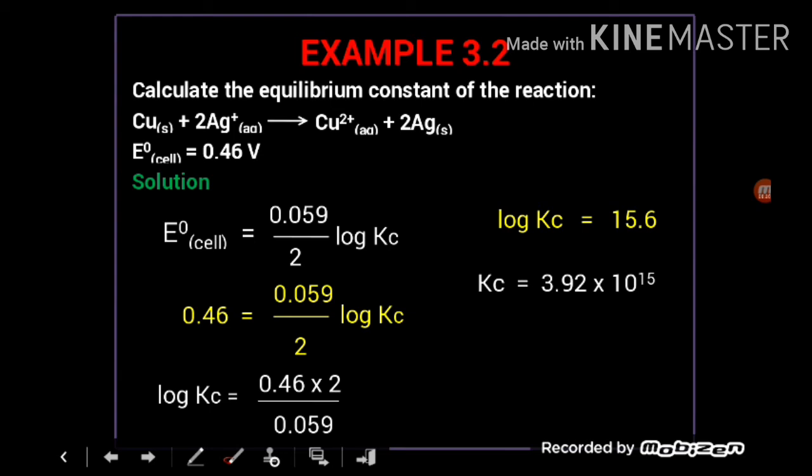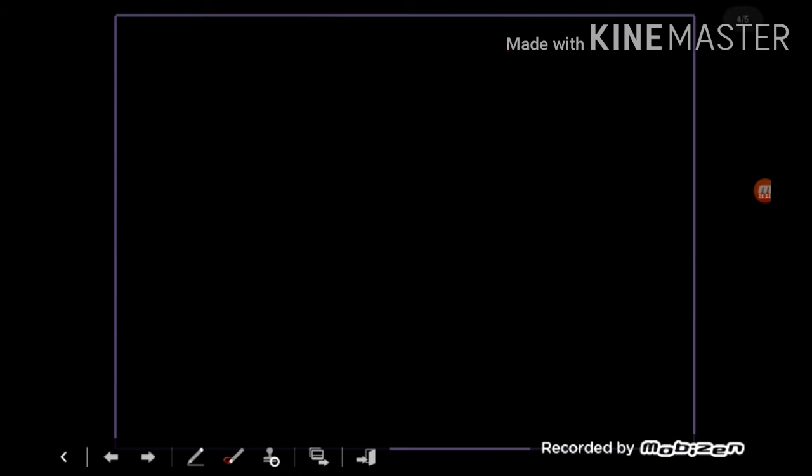Now see next example, this is example 3.10, and the rest of the examples we have solved in my previous lectures. During the lecture where I was explaining the Kohlrausch law, the different laws, there I explained the numericals.